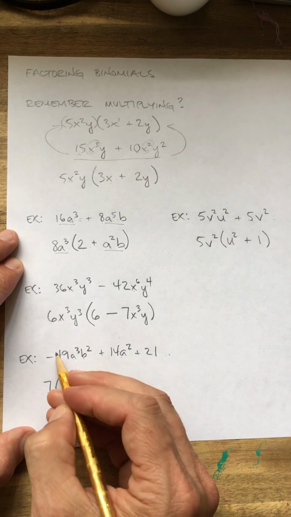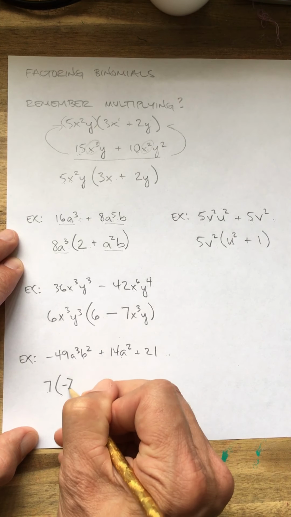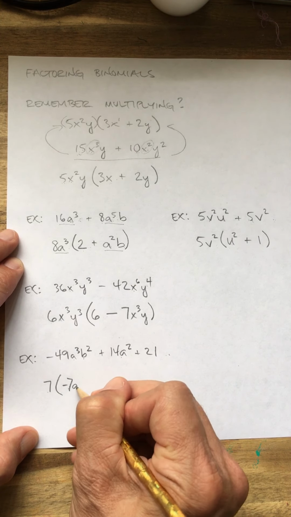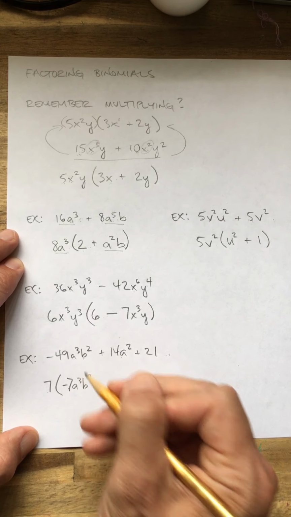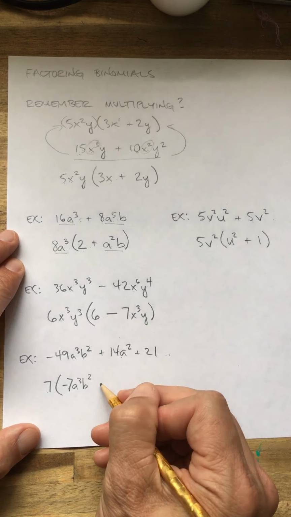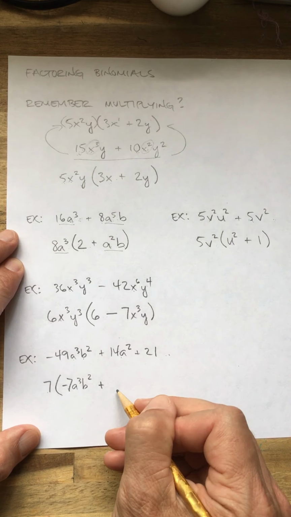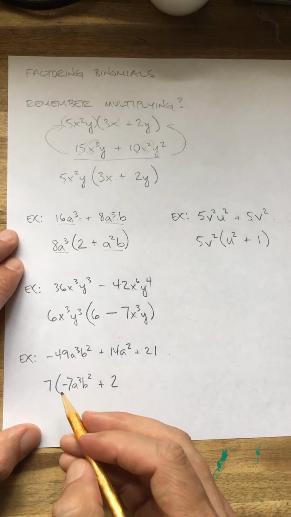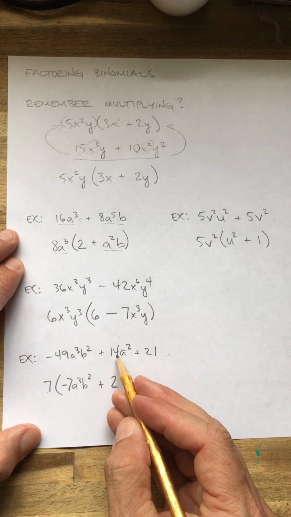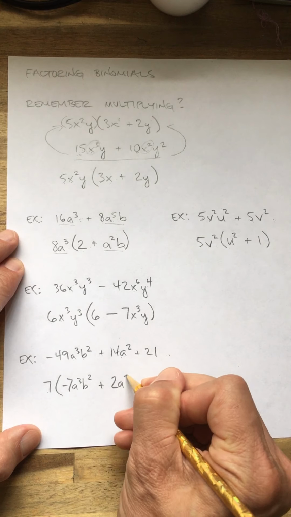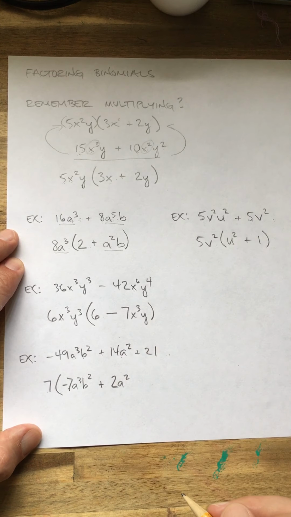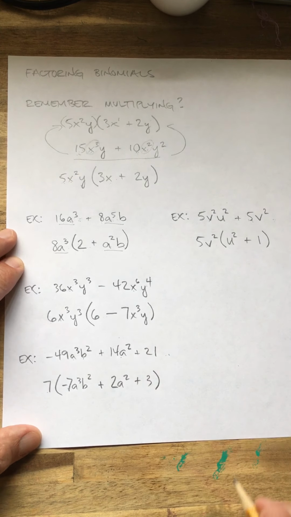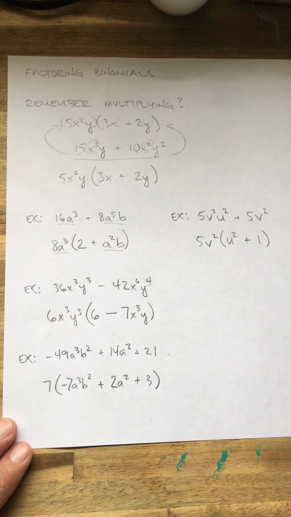So 7 times what gives you negative 49? Well, that's a negative 7, okay? And we still need times a cubed b squared to get that a cubed b squared, okay? And then plus 7 times what gives you 14? That's a 2, okay? All right, and then 7 times 2 is 14. So we still need an a squared here. So a squared, so 7 times 2a squared is 14a squared, okay? And then plus 7 times what is 21? That's a 3.